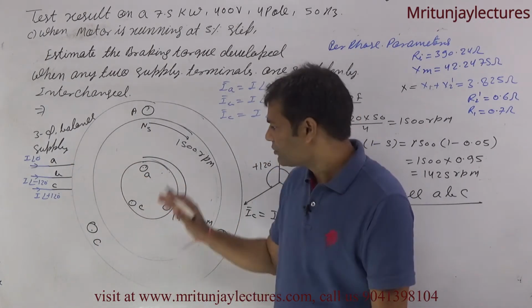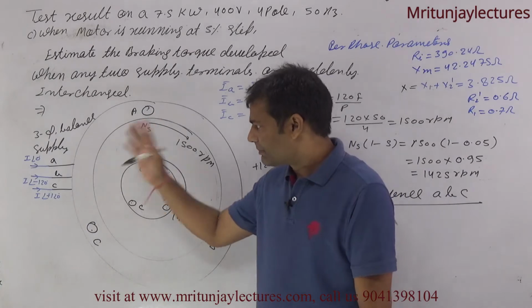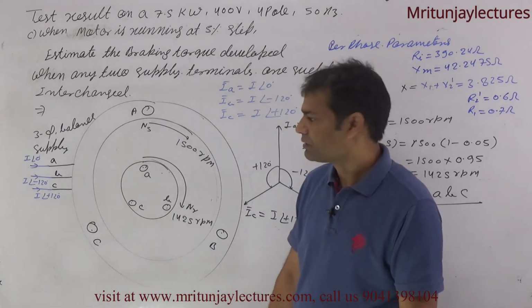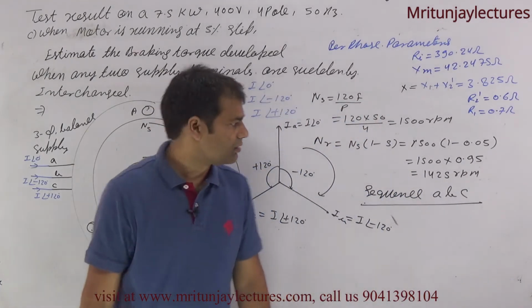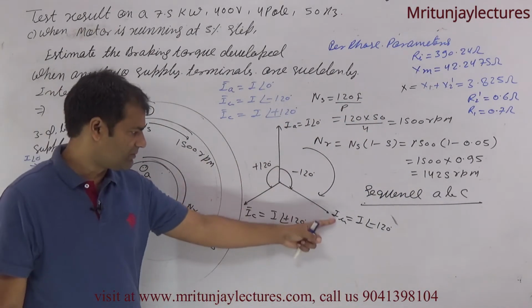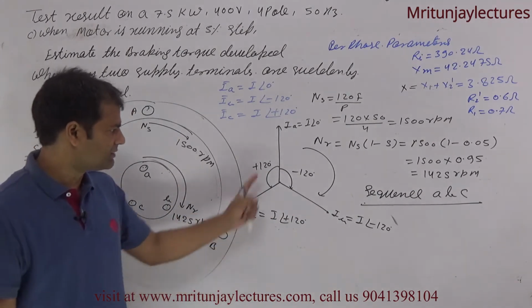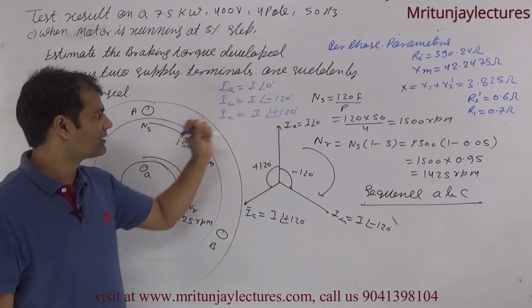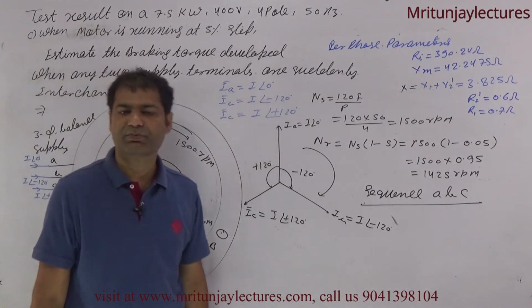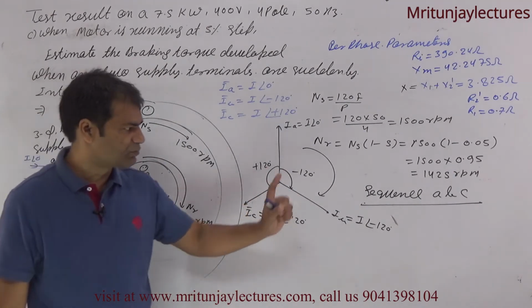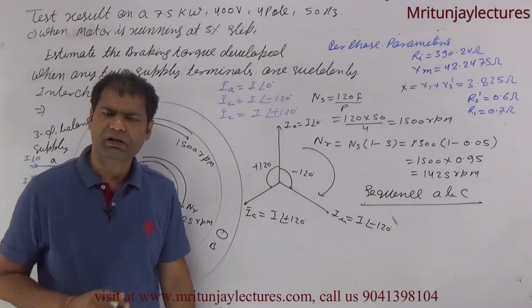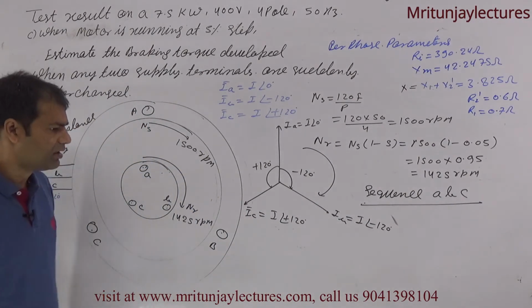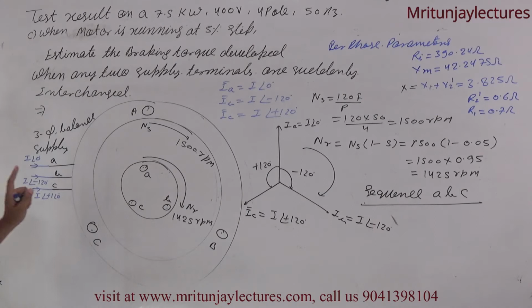If a balanced three-phase supply is given on the stator side and the rotor side, then the relation between IA, IB and IC is IA equal to I at the angle 0, IB equal to I at the angle minus 120, and IC equal to I at the angle plus 120. This sequence is called ABC. If you write it as XYZ, you can also call it XYZ. Is it clear?